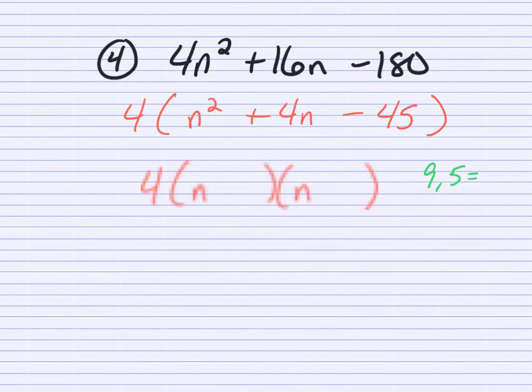So I'm going to start off with negative 9 and positive 5. And that combines to give me a negative 4. But I need a positive 4, so I can't use those. So now I'm going to think positive 9 and negative 5. And those two combine to give me the positive 4 that I need. So I need positive 9 and negative 5. And that's my answer to this one.